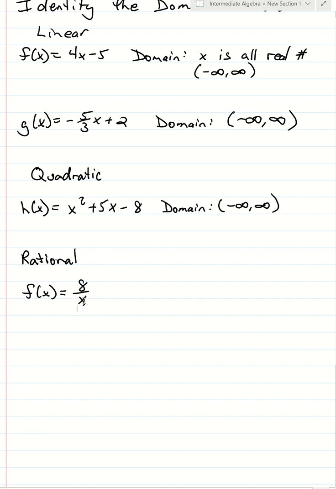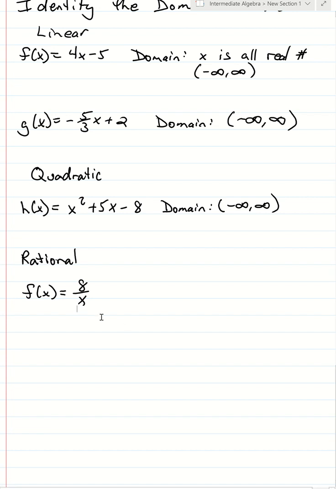I can plug in, let's say, a negative 4, because 8 divided by negative 4 would give you a negative 2. I can plug in, let's say, a positive 2. 8 divided by 2 would be 4. That makes sense mathematically speaking. I could plug in a fraction. Let's say I want to plug in 1/3 in for x. 8 divided by 1/3 would give you the number 24. Okay? Everything is mathematically defined there.